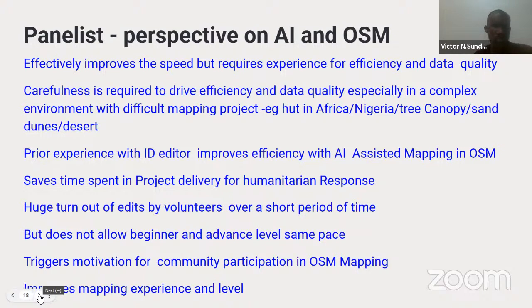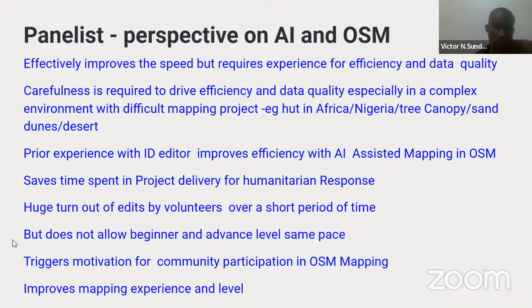But then you also discover that there's need for a follow-up, and most of the time we discover that when you use AI to map and there's inaccurate mapping, or maybe the volunteer is not able to actually correct those errors, you find out there's a backlog of work for the validators, for the data quality personnel that are following up, and that could also slow work.